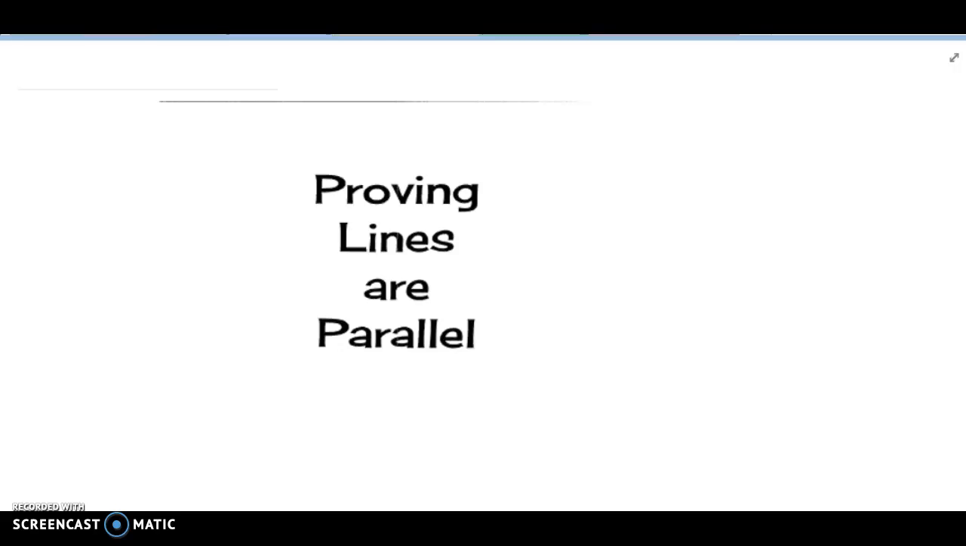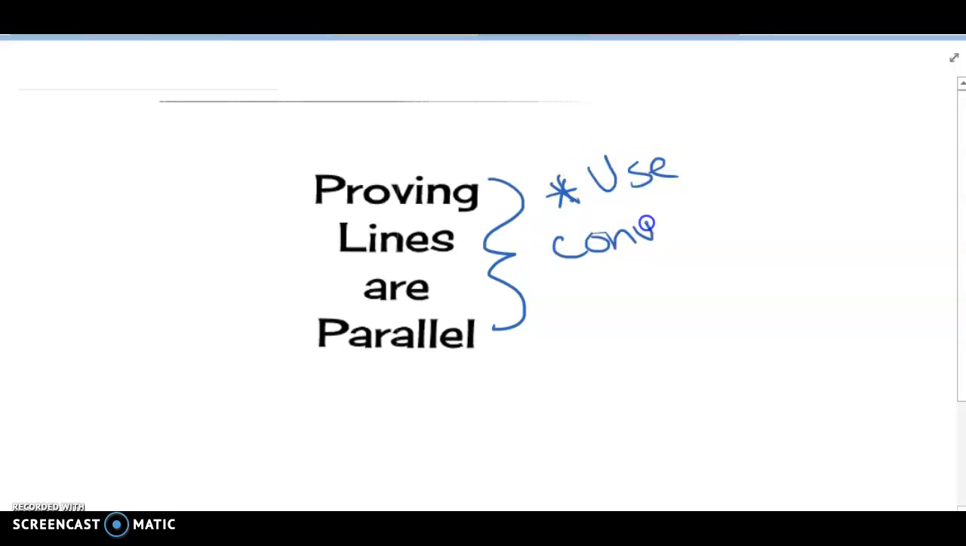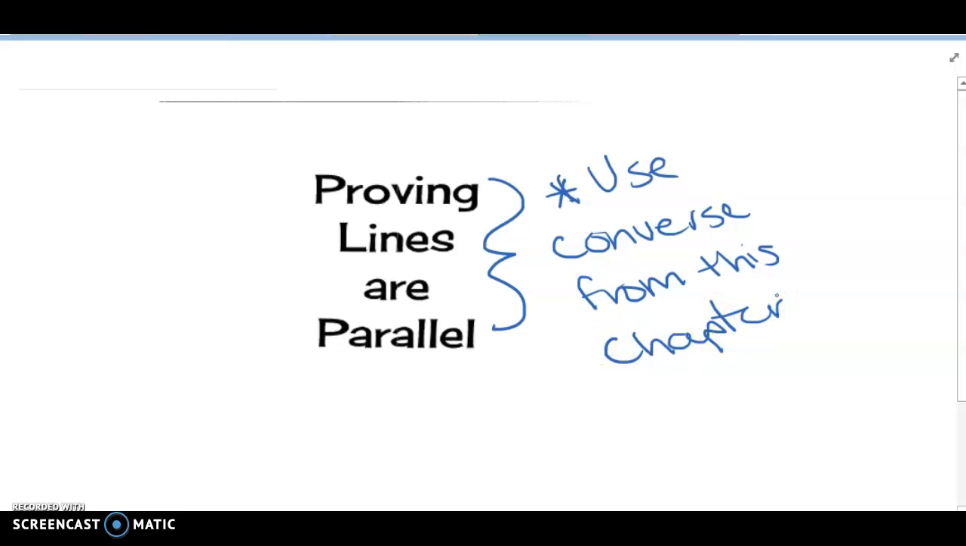Alright guys, let's look at the foldable entitled Proving Lines Are Parallel. Now when we're going to prove that lines are parallel, you may want to make a note that we will always use the converse theorems from this chapter. In fact, as we go through geometry, that is one of the only ways that we can prove lines are parallel. Alright, so these are all proofs. And you'll probably see a few proofs in your homework as well as on your test.